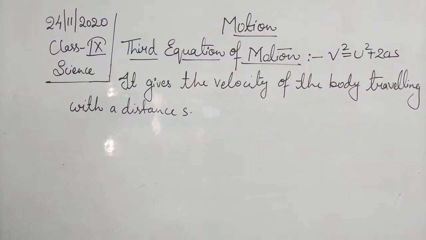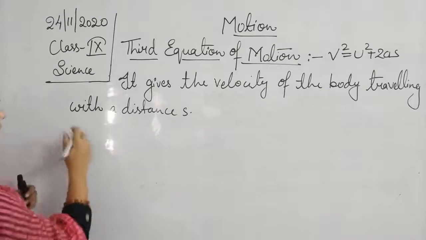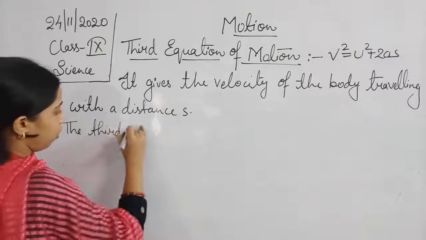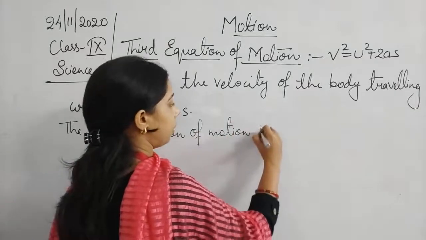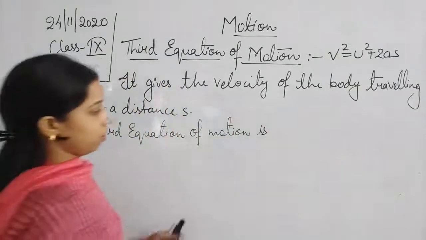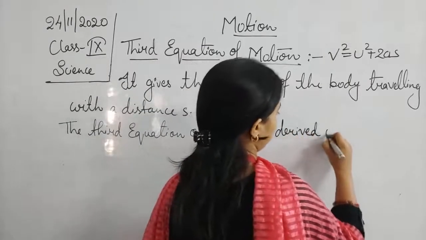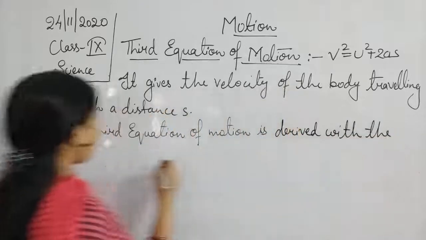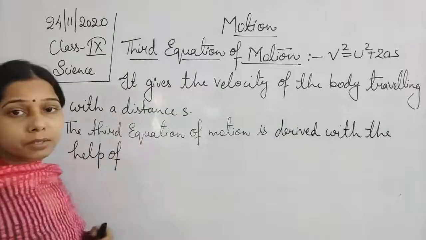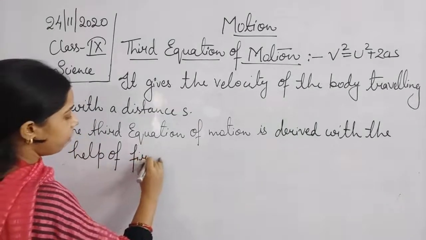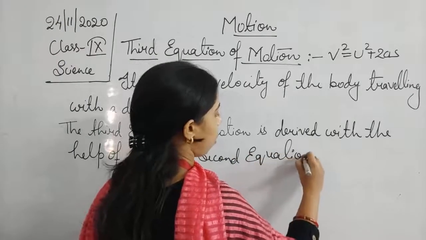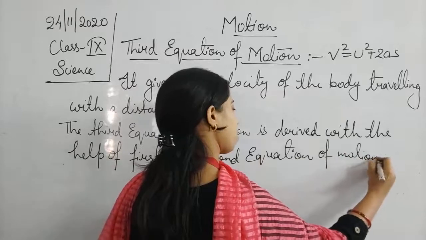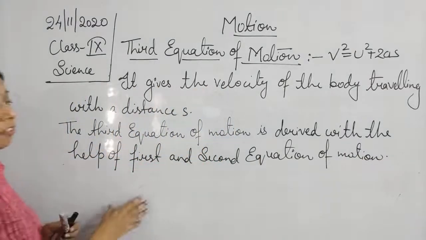So how can we derive this equation of motion, students? You see, the third equation of motion is derived with the help of the first and second equations of motion.